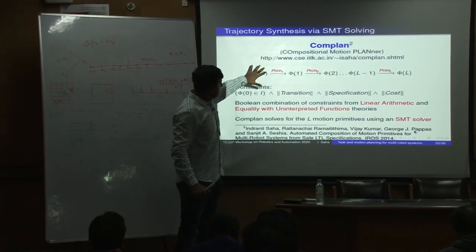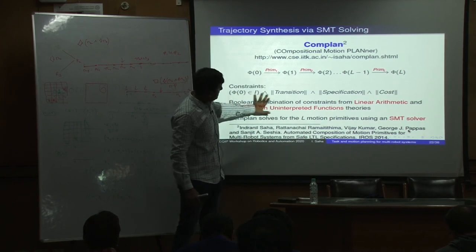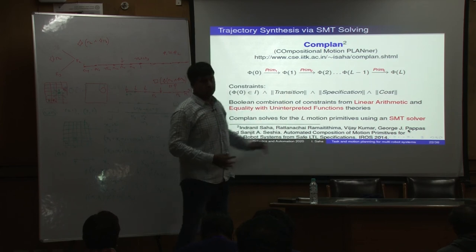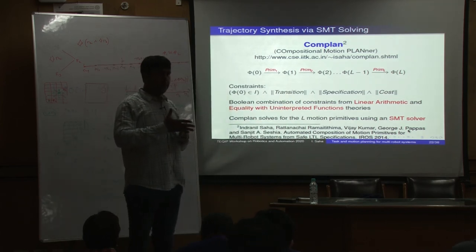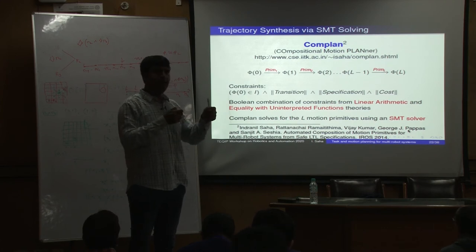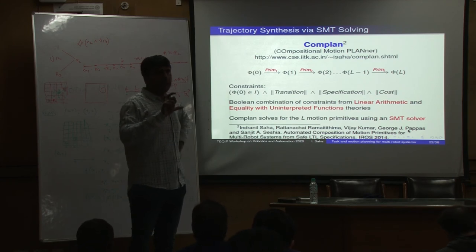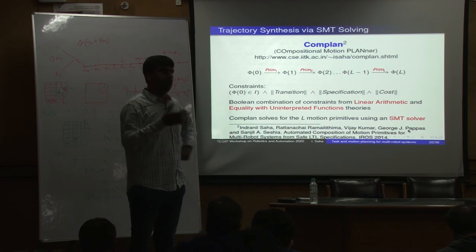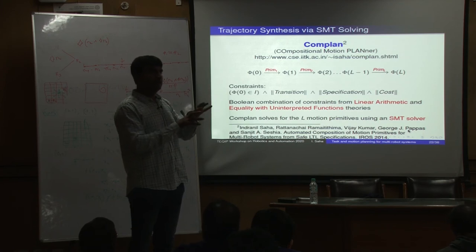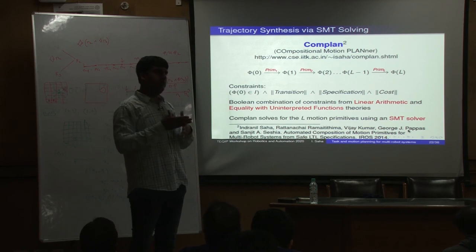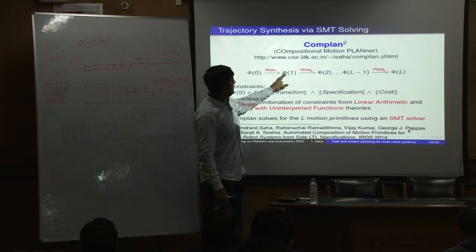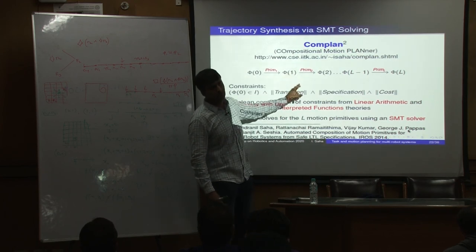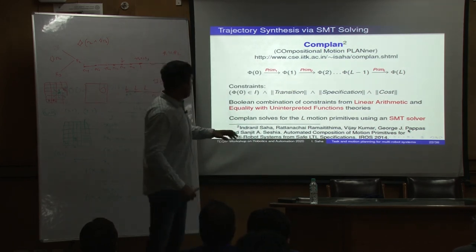So what this tool does is that, given this problem, it generates the constraints, and constraints have a few components. One is the initial constraint: the robot has to start from its initial configuration. Then the transition constraint. We are trying to find which motion primitive has to be applied in each step, so we have to make sure that the precondition and postcondition are satisfied in each step for the motion primitive that the solver chooses. So we have to apply those constraints so that the solver comes up with the correct sequence of motion primitives. When you are composing, if you use motion primitive 1 here and motion primitive 2 here, the precondition of motion primitive 2 should be satisfied by the postcondition of motion primitive 1. These are the constraints that we have to give, and they come under the transition constraint.